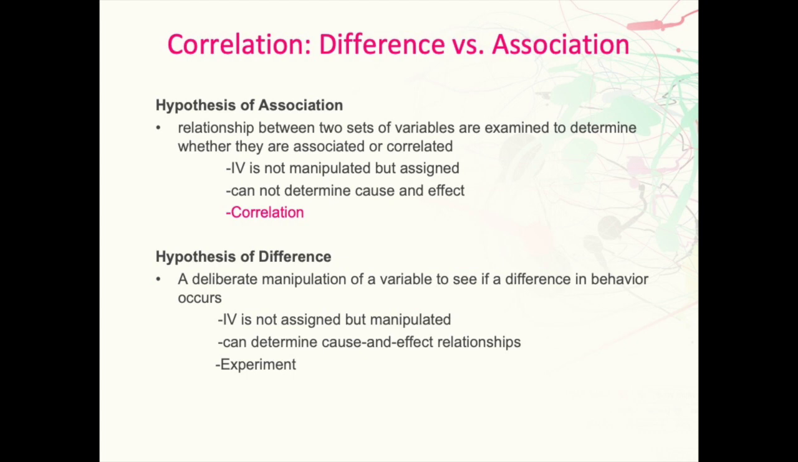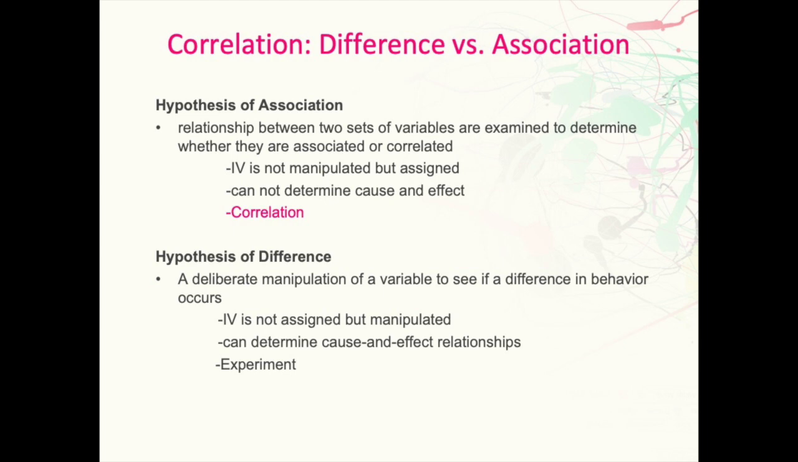Instead, we're asking people, do you have anger issues? Okay, we would like to assign you to our study because you already have that characteristic. So that's what is meant by assigned variables, and those are the kind of variables that we can study in correlational research, as opposed to studies that would employ testing a hypothesis of difference.